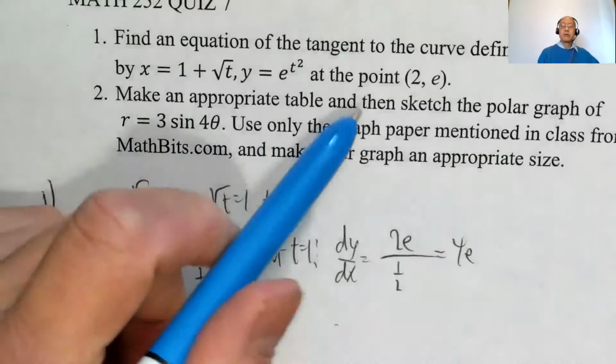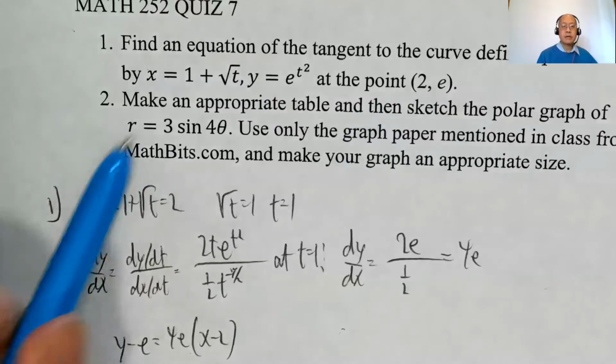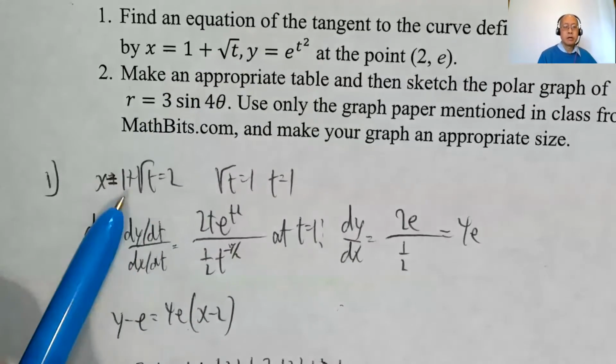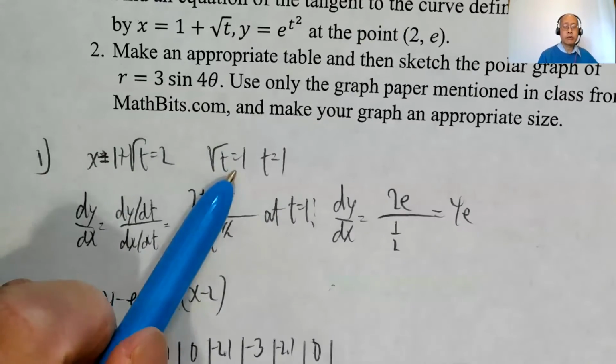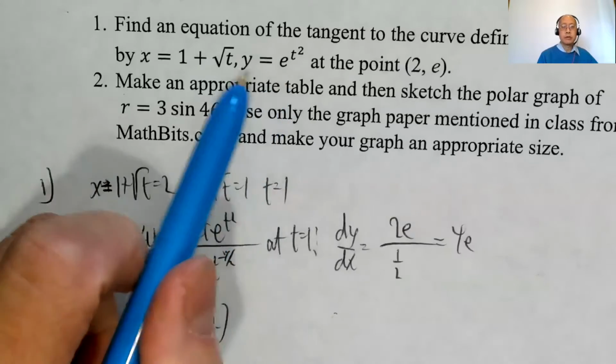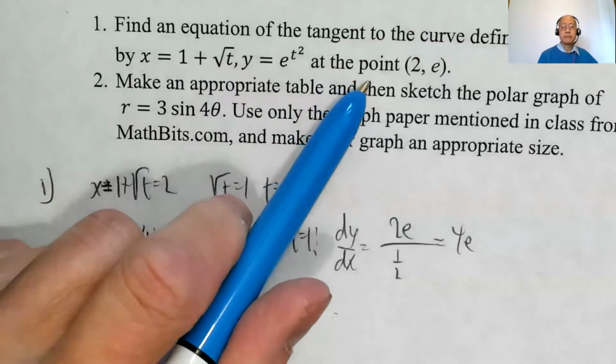Number 1, the point is 2 comma e, so x has to be 1 plus radical t, which is 2. Subtract 1, radical t is 1, square both sides, so t is 1. Plug in 1, you get 2 comma e.